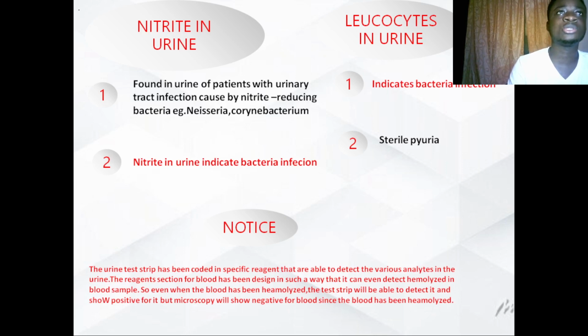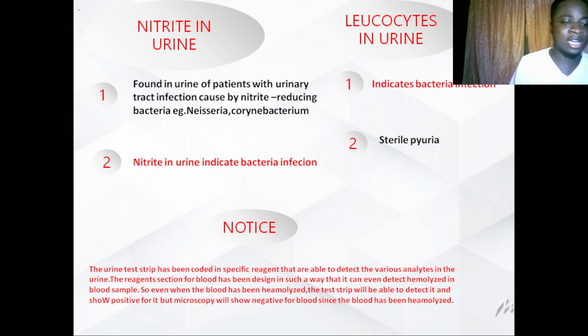One thing I want to say is that the urine test strip, the strip that we use for the urinalysis test, has been coated with specific reagents so that they are able to detect various analytes in the urine. I remember in the lab, I decided to do some tests on my own. I took some drink, and I was reading and saw that the glucose content of the drink is very, very high. So I decided to test if you can use the test strip to detect glucose. I wanted to know truly that the test strip has specific regions that are able to detect various analytes, whether in urine or in other fluids.